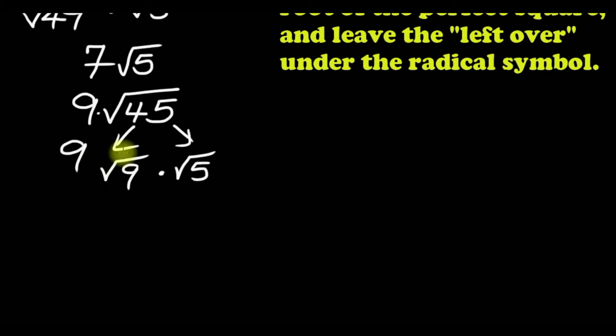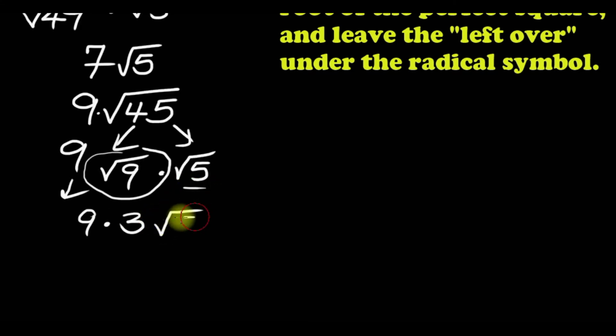That's going to give us square root of 45. Now square root of 9 is a perfect square. So what is it when you take the square root of 9? Well, you get 3, because 3 times 3 is 9. And then we're going to bring down this 9 right here, so 9 times 3. And then here's your leftover. We're just going to leave that alone.